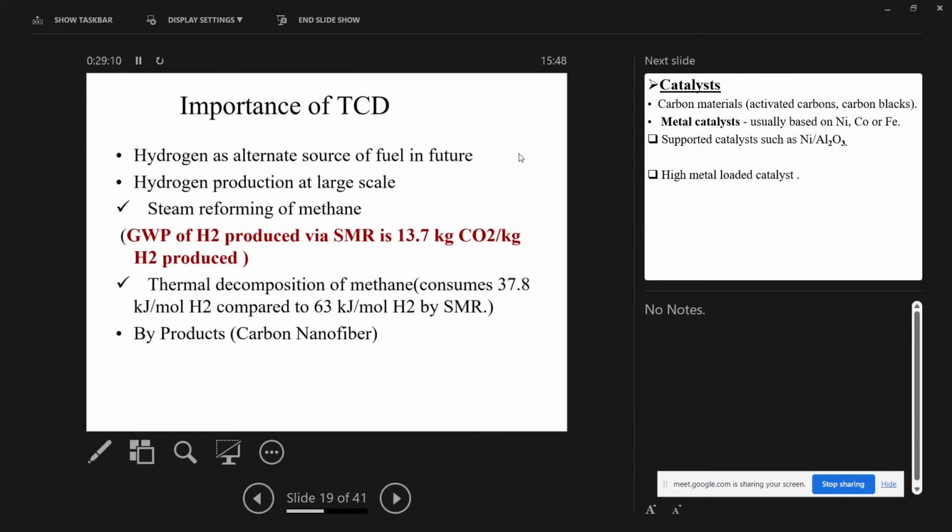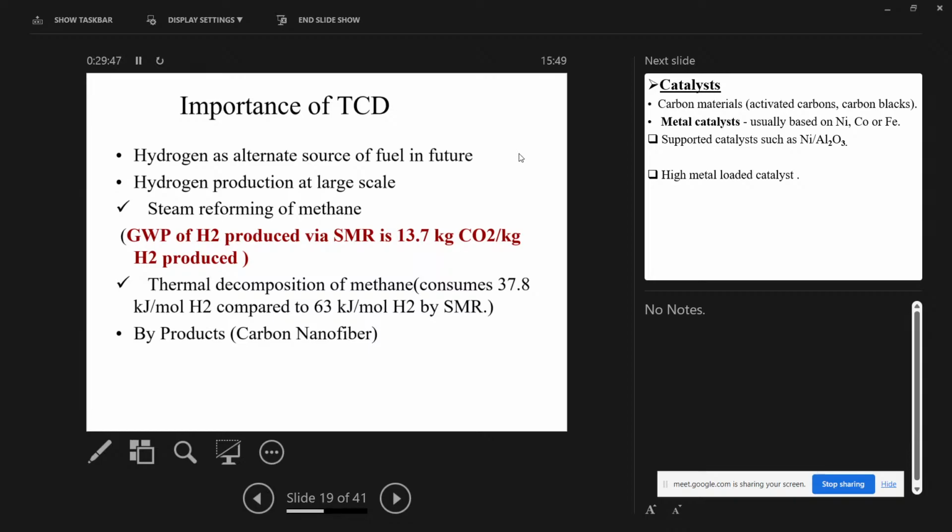Slide, please. So now you can ask, what is the importance of this process? This is called the thermocatalytic decomposition process, where carbon and hydrogen are formed, the carbon in the form of graphite or carbon nanofibers. If we compare with biomass or the SMR steam reforming process, the global hydrogen production via this route is comparatively very low, or you can say negligible.